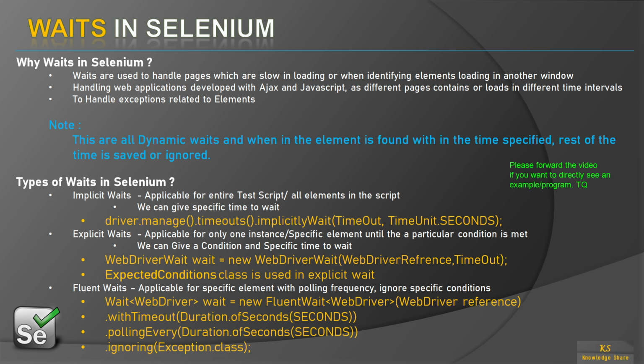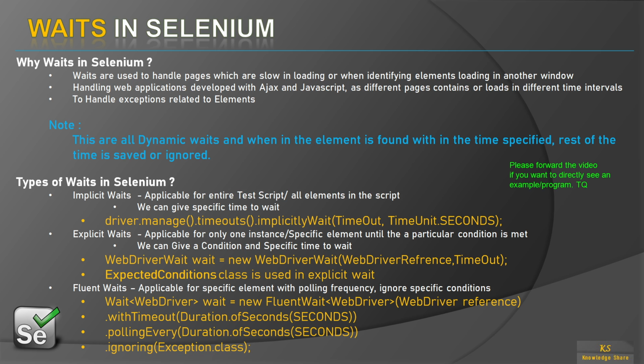That means you can specify a particular time to wait until the element is found, or to wait until the exception or an error is thrown. Now there are three types of waits that are used in Selenium. One is implicit wait, the other one is explicit wait, and the last one is fluent wait. So what is this implicit wait?